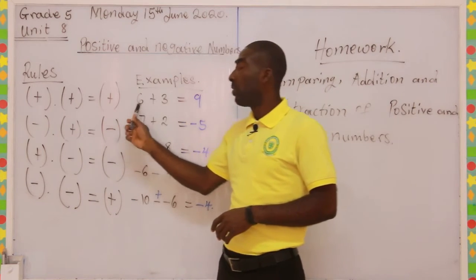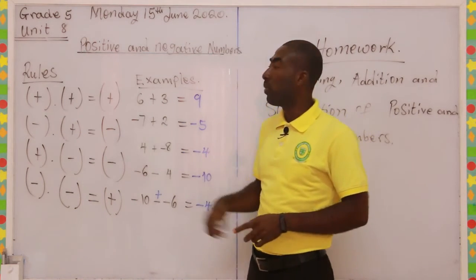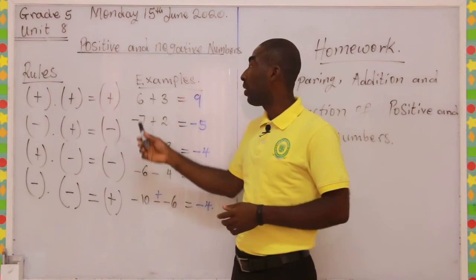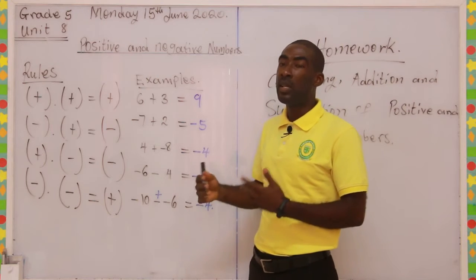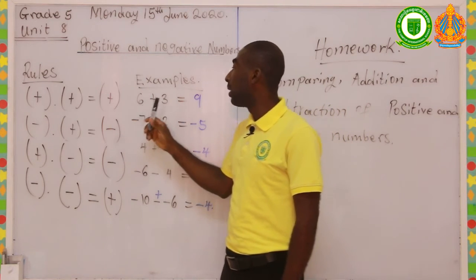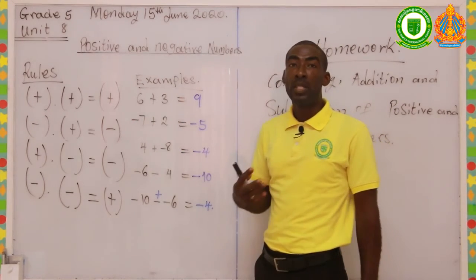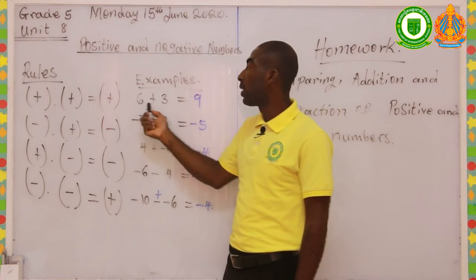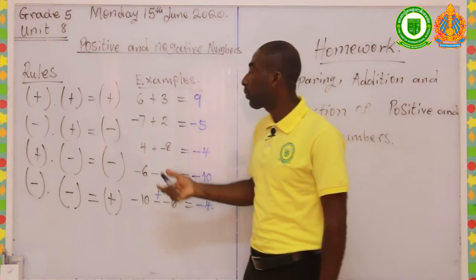Normally, when we have a positive number, we don't write the plus sign by the side of the number. We just keep it as it is, okay? So any number that stands alone without the minus sign means the number is a positive number, okay? So whenever we are adding a positive and a positive number together, we will get a positive answer. So 6 plus 3 will give us 9, which is a positive number.